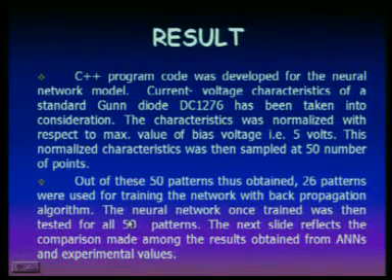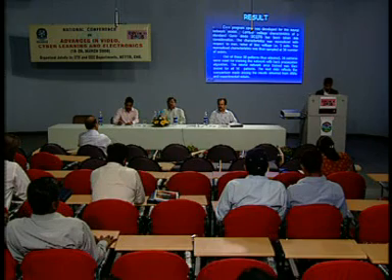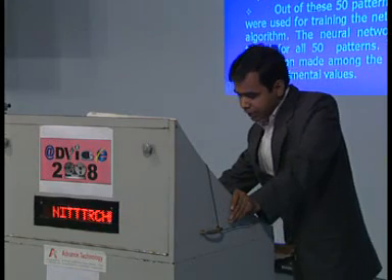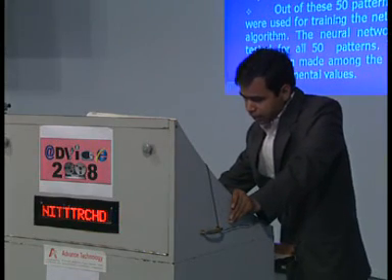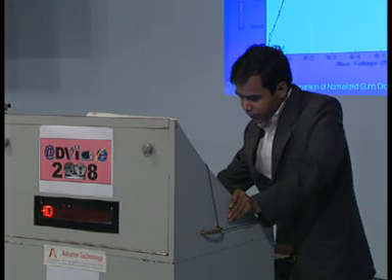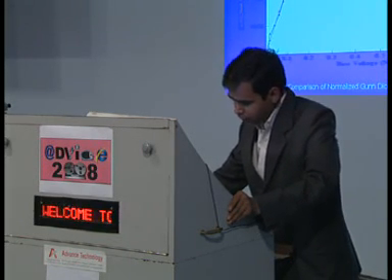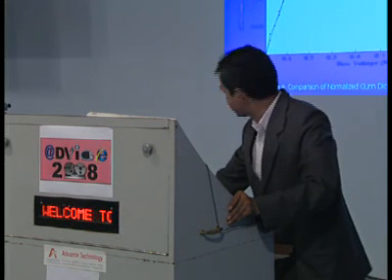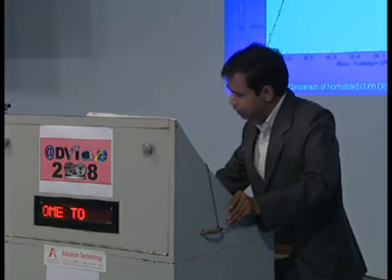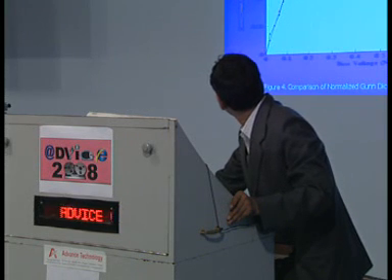Let's come to the results. The normalized current-voltage characteristics of Gunn diode DC1276 were sampled at 50 points, and out of these, 26 patterns were used for training of the network, and the remaining 24 were used for testing of the network. And the results are these.